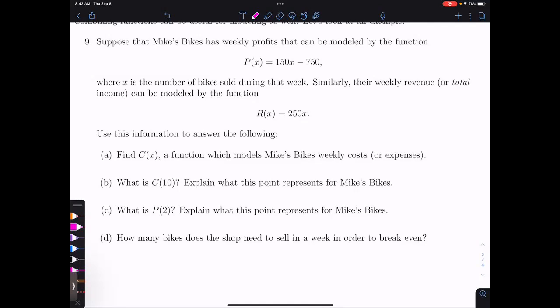Similarly, their weekly revenue or total income can be modeled by the function R of x is 250x. Again, x is the number of bikes that they sold. What's revenue? What's the difference between profit and revenue? How much you sell for? Kind of the right track.